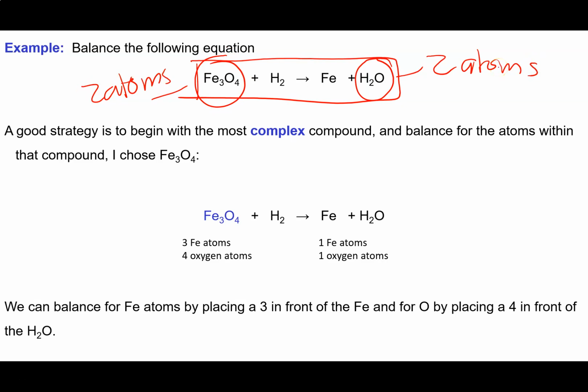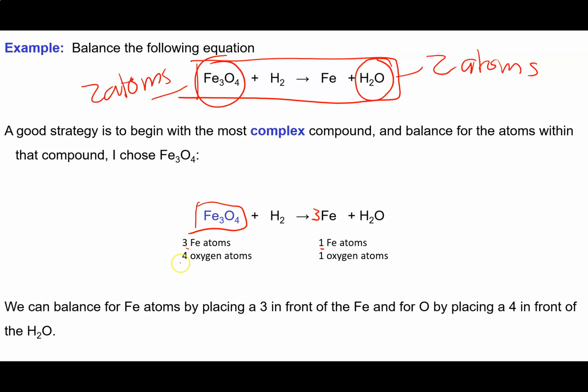So either of those 2 would be good. I'm going to go with the Fe3O4 because it looks like the most complex one. And then if I get that out of the way, then I've got the bulk of it worked out. So focusing on that, I can see that I've got 3 iron atoms on the left and only 1 iron atom on the right. So how am I going to get 1 up to 3? I'm going to have to put a 3 in front of there.